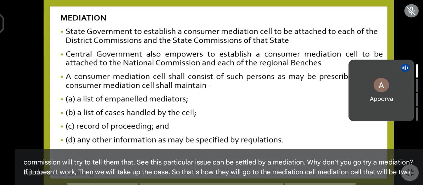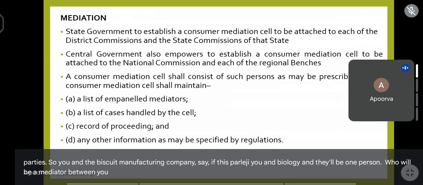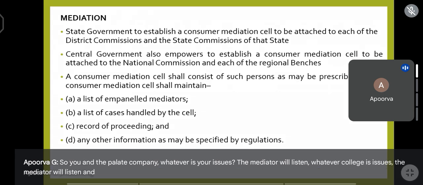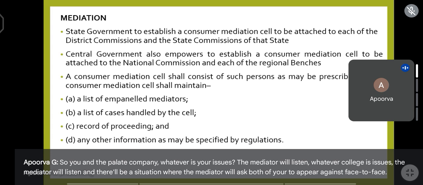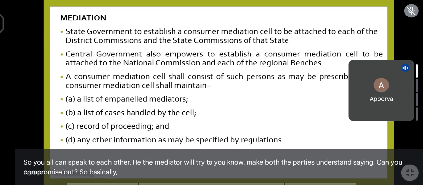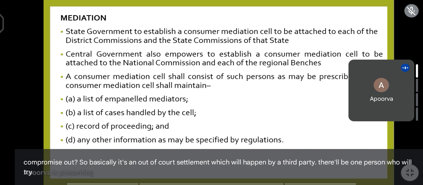In the mediation cell, there will be two parties, you and the biscuit manufacturing company, and one person who will be a mediator between you and the company. Whatever your issues are, the mediator will listen. Whatever the company's issues are, the mediator will listen. And there'll be a situation where the mediator will ask both of you to appear face to face, so you can speak to each other. The mediator will try to make both parties understand, asking whether you can compromise. So basically it's an out of court settlement which happens through a third party. There'll be one person who will try to make both the parties understand and try to get some benefit out of the whole proceedings.